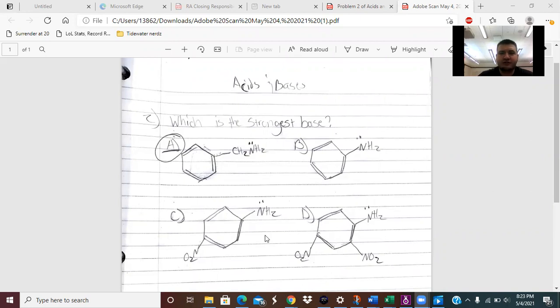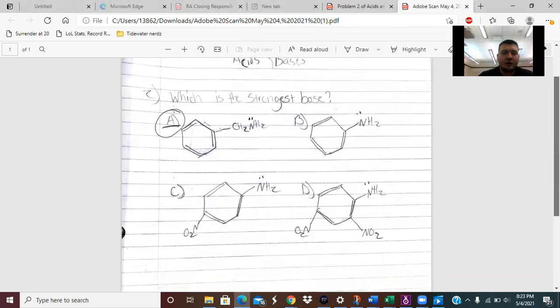So there are 4 options available for this question. Each of the potential answers involves a benzene ring, but the difference is the groups that are attached and what is going on with each structure.